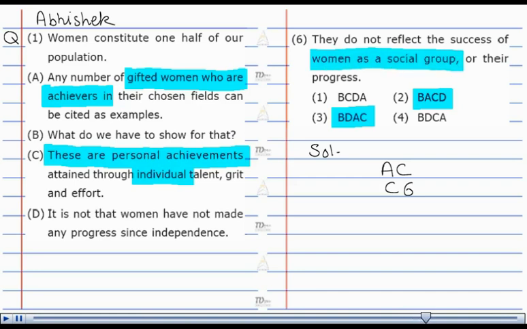Statement 6 is bringing out a contrast with statement C. C talks about individual talent, whereas statement 6 talks about success as a social group. Therefore, C6 is more appropriate than D6, and hence our answer is option number 3 and not option number 2.